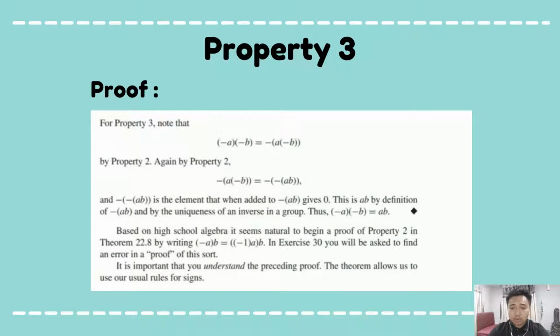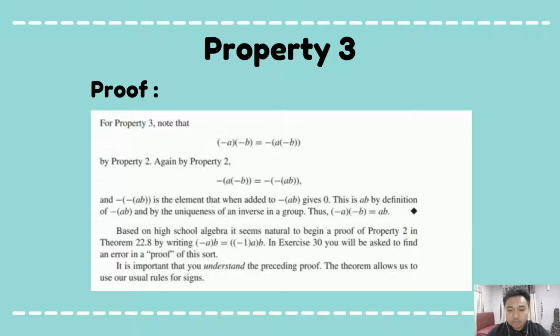For the last property, property 3, note that negative A times negative B equals negative of (A times negative B) by property 2. Again, by property 2, negative of (A times negative B) equals negative of negative (A times B), and negative of negative (A times B) is the element that when added to negative of (A times B) gives us 0. This is A times B by the definition of negative of (A times B) and by the uniqueness of an inverse in a group. Thus, negative A times negative B equals AB.